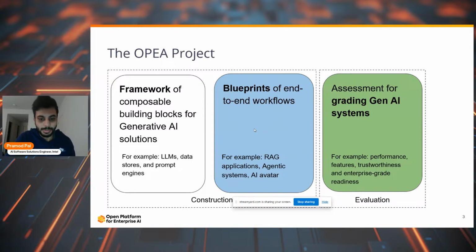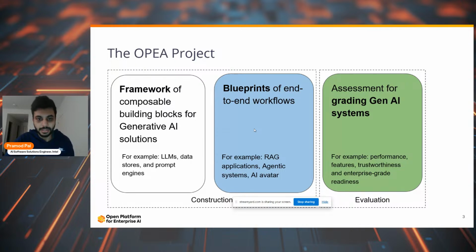OPEA stands for Open Platform for Enterprise AI. It is part of the Linux Foundation. The OPEA project has three core components, as you can see here. The first one on the left, we have the framework of composable building blocks. This framework provides the foundational tools you need for generative AI solutions, things like LLMs, data stores, prompt engines. These are the core elements that you would use to construct robust AI systems that are tailored to specific use cases.